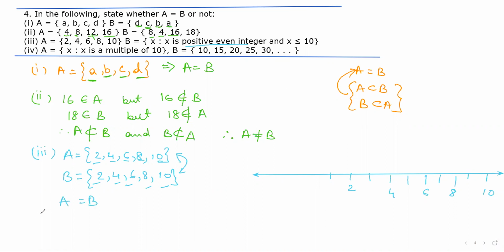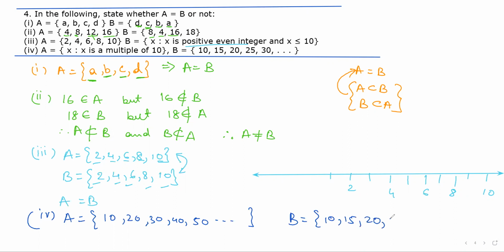Next, x is a multiple of 10. So here you can say that A is a set of multiples of 10: 10, 20, 30, 40, 50, and so on. And here B given to you is 10, 15, 20, 25, 30, and so on.